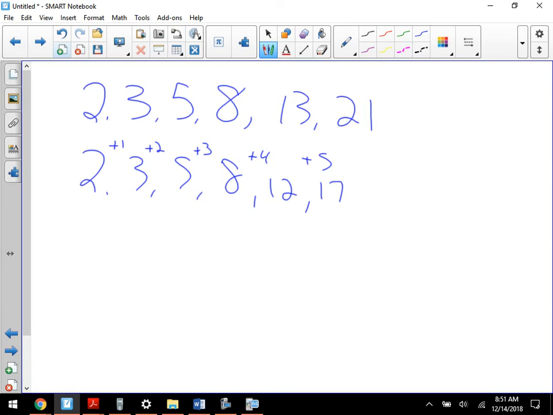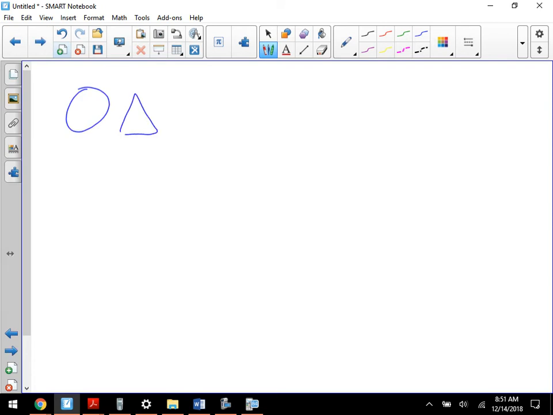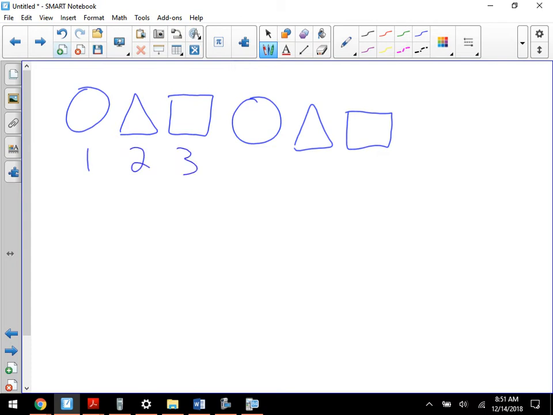Circle, triangle, square. Circle. What's next? Triangle, then square. Okay. Now, when things start to get interesting, it recycles itself every 3rd time. So it's pretty easy to figure out what the 7th term would be because you can just write it out. What's the 7th term going to be? Circle. Okay. It'll be a circle.